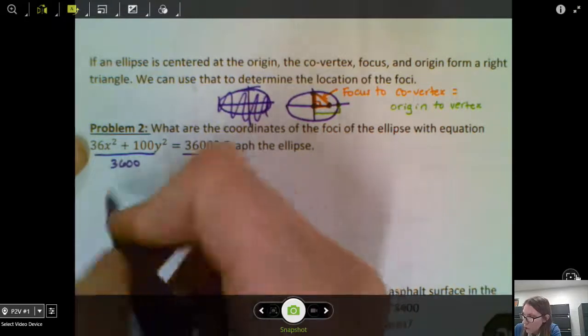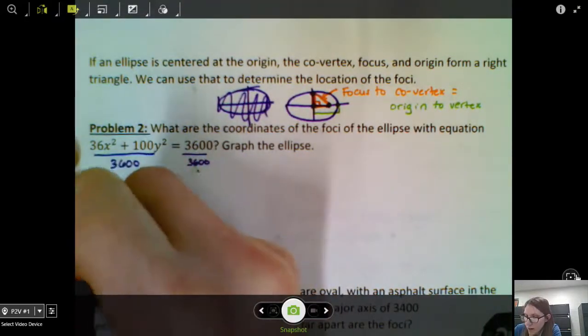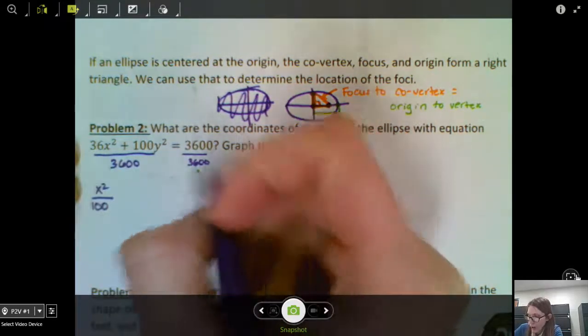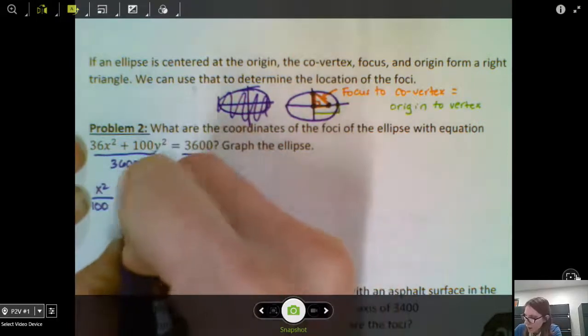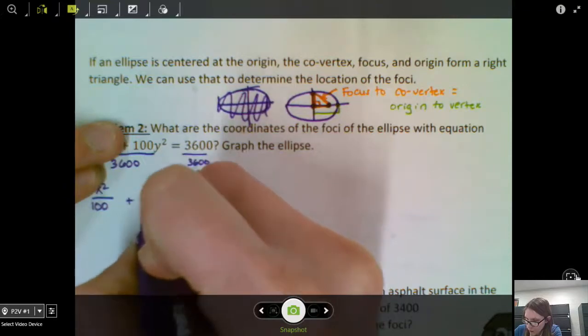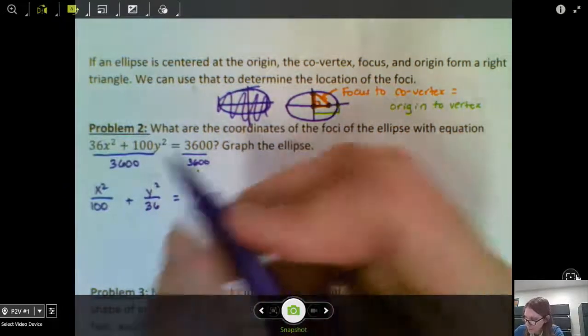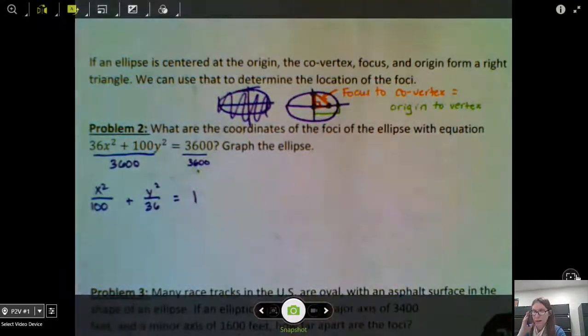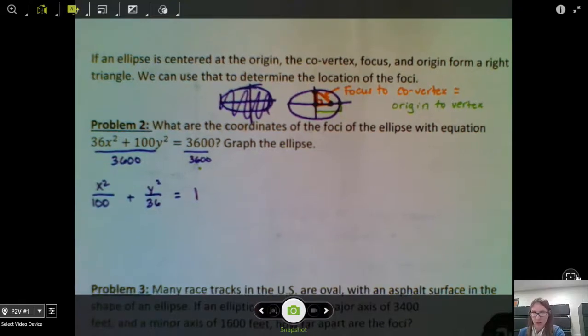36x squared over 3,600 gives us x squared over 100. So 36 over 3,600 is 1 over 100. 100y squared over 3,600 is y squared over 36. And that gives us our equation equal to 1. All right, well, this information is going to be enough for us to graph our ellipse. We have to do some work to figure out where the foci are.